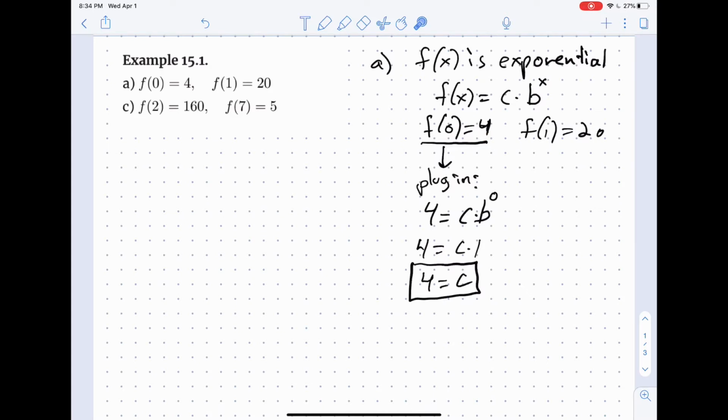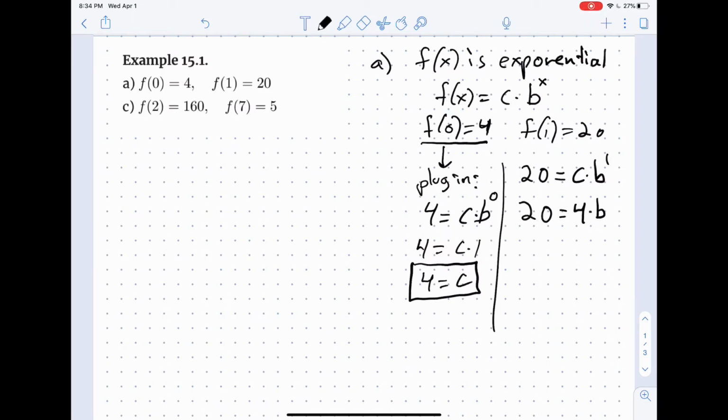Okay, so now we're going to use the second bit of information here. We're going to use the fact that f of 1 is equal to 20. That means the 20 is equal to f of 1. 1 goes in for the x, and 20 goes in for the f of x. That is to say, 1 is the input, and 20 is the output. So it looks like this: 20 is equal to c times b to the 1. And of course, we also know c, so we have 20 is equal to 4 times b. Now, b to the 1 is just b, so 20 is equal to 4b.